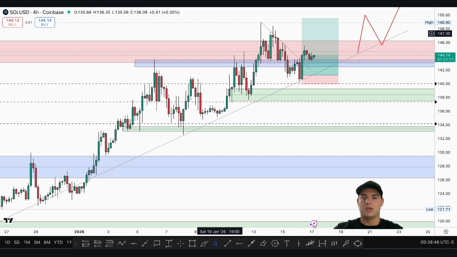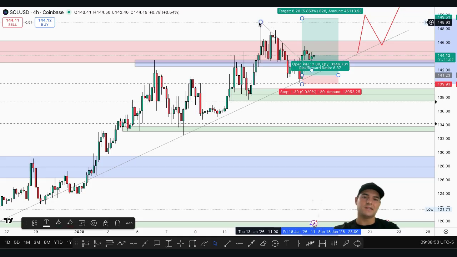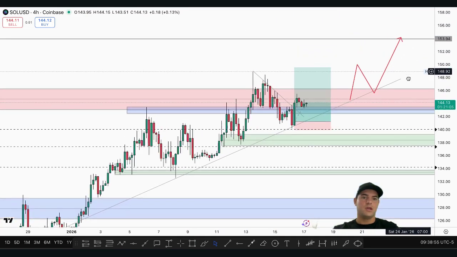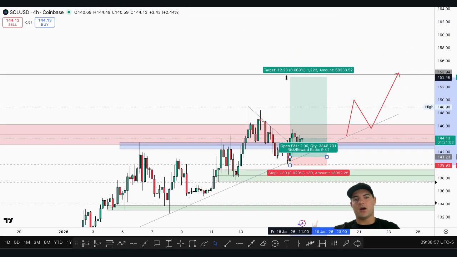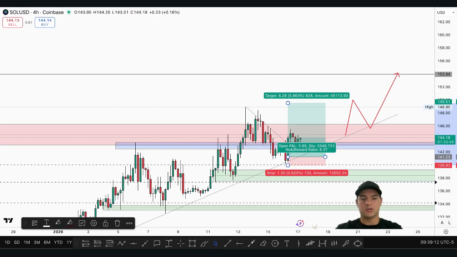Again, these risk to rewards are based off of these highs. So even if I put in my actual price target, I have a 1 to 9 risk to reward. Is this realistic? Is this every trade? No, this is not every trade. This is a couple of trades a year where I have these types of risk to rewards, so I have to take advantage of it.